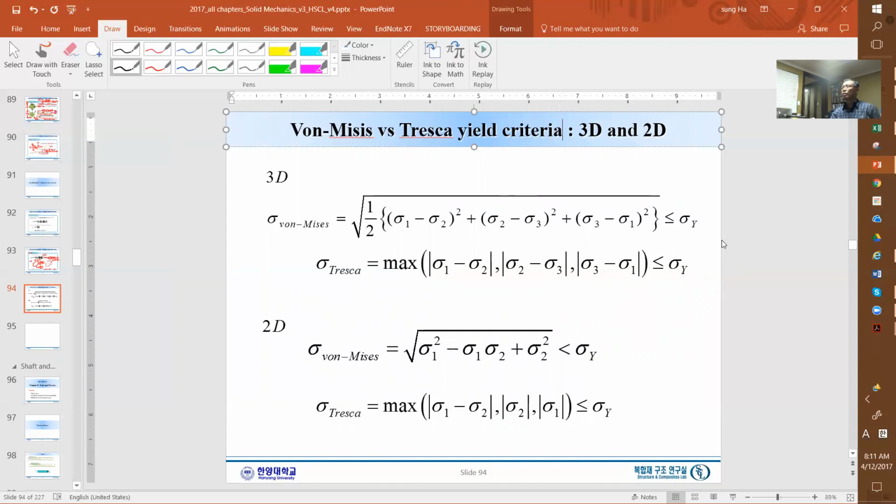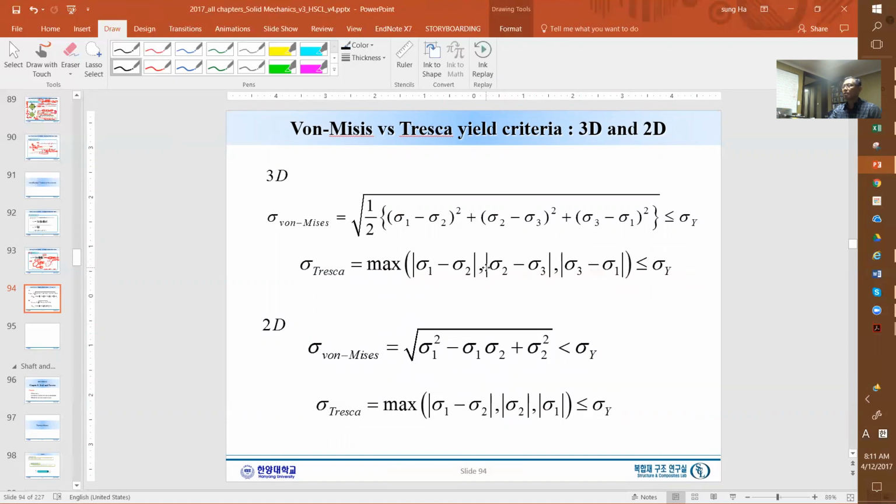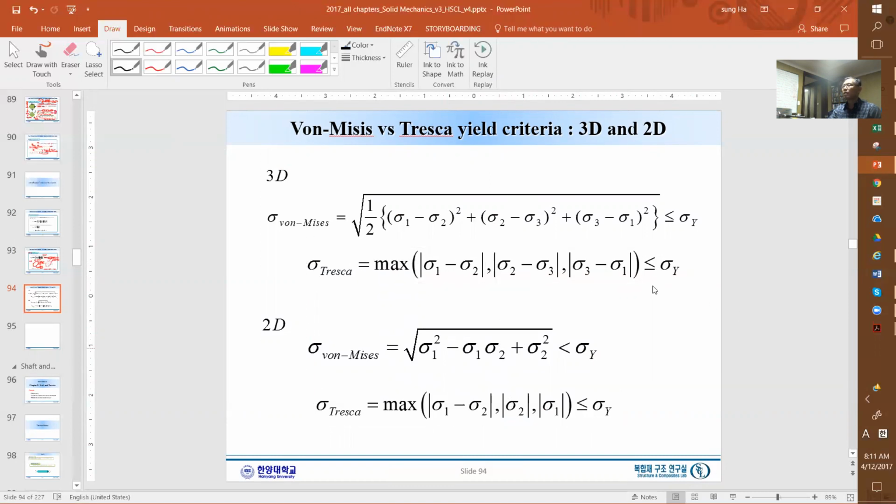Okay, good job. So this is what I would like to cover today, and please keep these equations in mind and try to remember them. You have to remember this equation. Well, you don't need to remember 2D, but 3D is basically easy to remember, right?